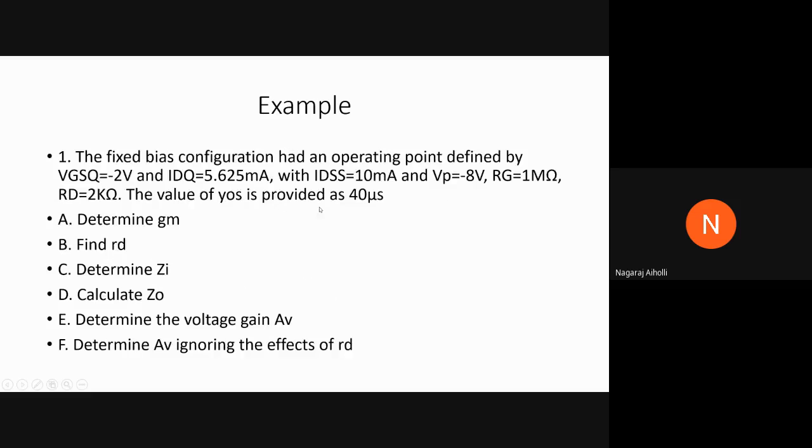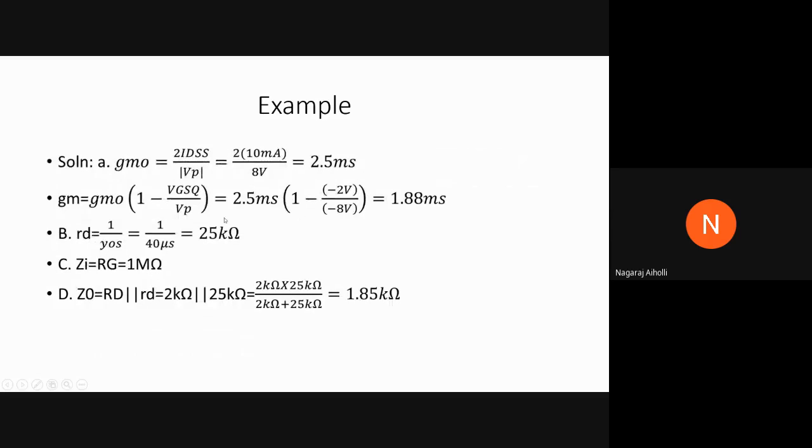This is the gate to source voltage. It is given as minus 2 volts, so minus 2 volts divided by Vp. Okay, that is Vp, the pinch off voltage, minus 8 volt. If we simplify this, then we'll be getting the answer as 1.88 millisiemens. Okay, I hope everyone is following here.